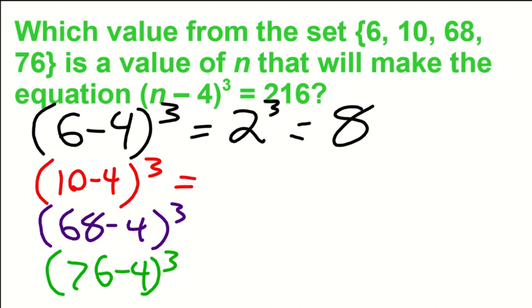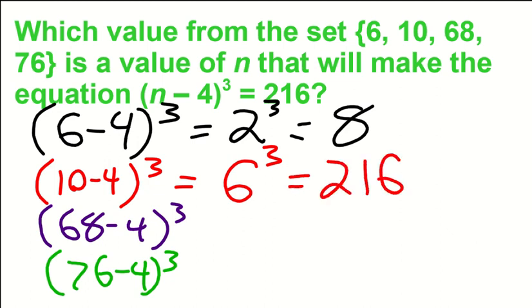10 minus 4 is 6. So we got 6 cubed. 6 times 6 is 36. 36 times 6 is 216. That means that one works.